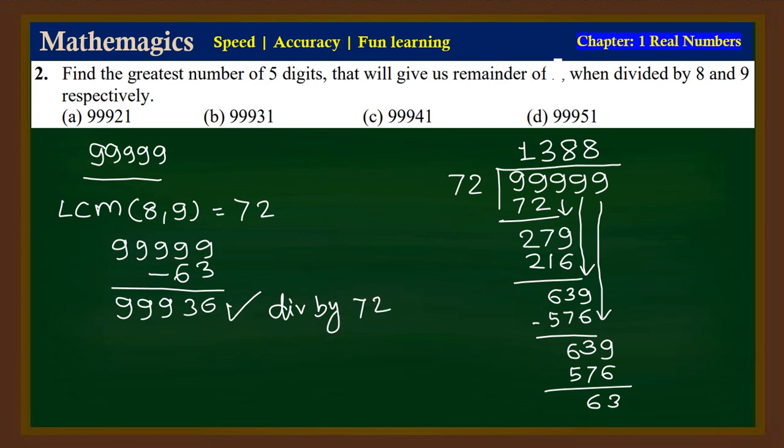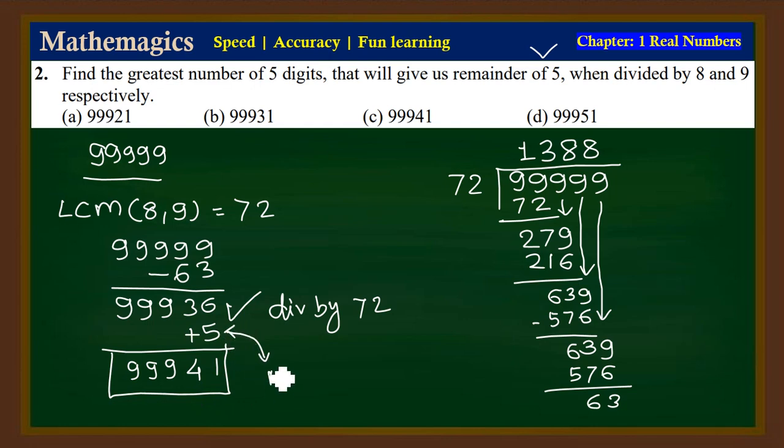But the question is saying that it must have the remainder 5. So in which case will the remainder be 5? When we add 5 extra. So 6 plus 5 becomes 11, 1, and 3 plus 1 becomes 4, and the rest have no change, 9, 9, 9. It means this is the result. If the number is divided by 8 and 9, there will be a remainder 5. So the correct answer is option number C.